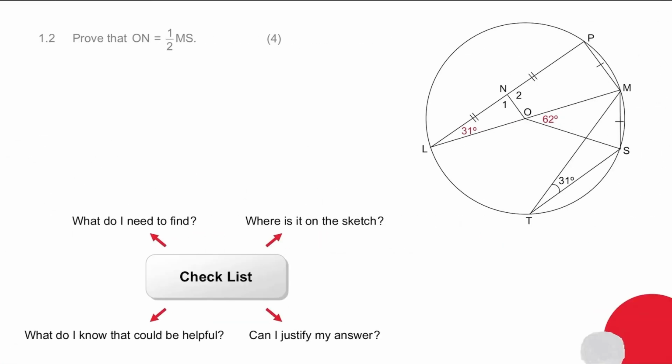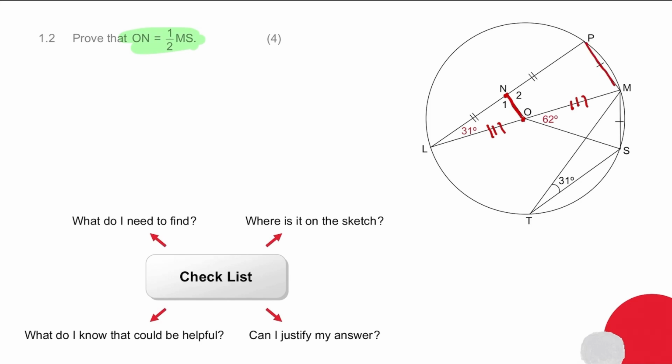In question 1.2, we need to prove that ON is half the length of MS, and this is the reason why we went through the midpoint theorem earlier in this video. So if we look carefully at the information we've been given, ON is a line that joins two midpoints because we know that LM is a diameter, so we can confidently mark off LO equal to OM because we have a midpoint. We've also been given that N is the midpoint of the line LP, so we clearly have two midpoints being joined by the line NO.